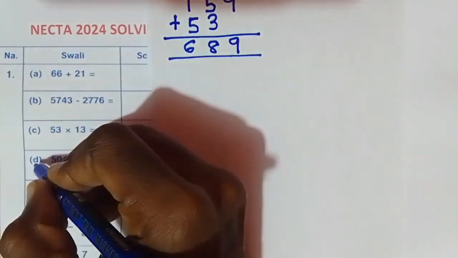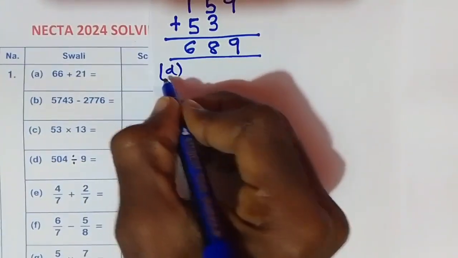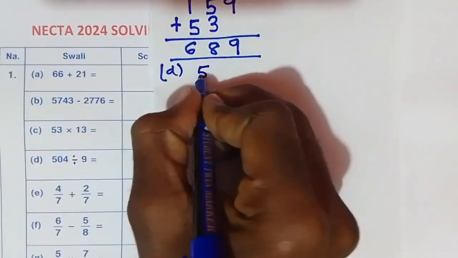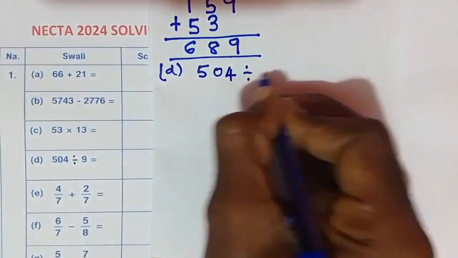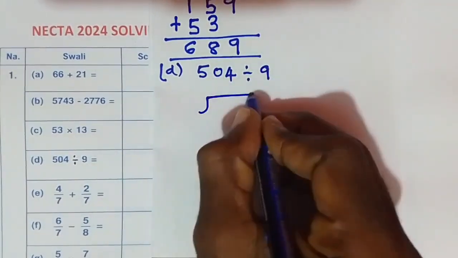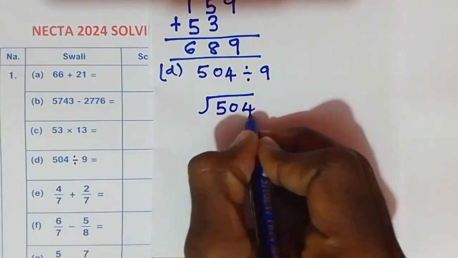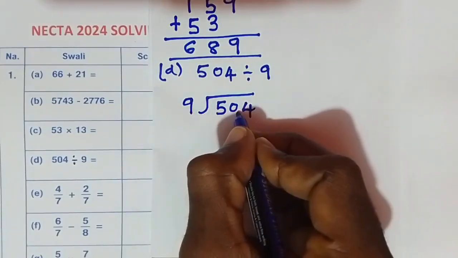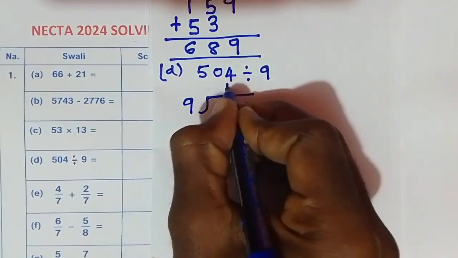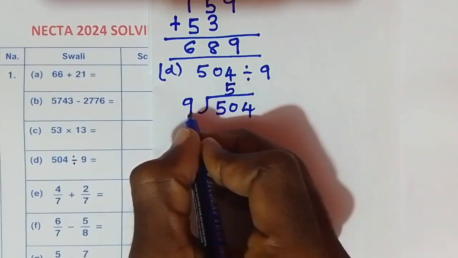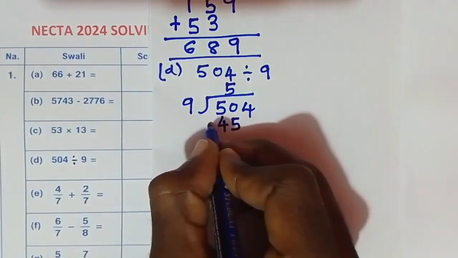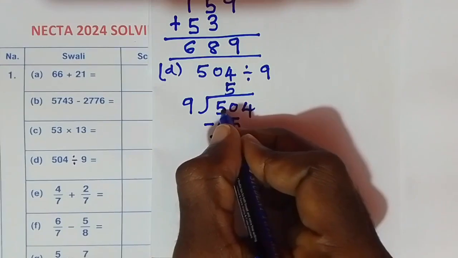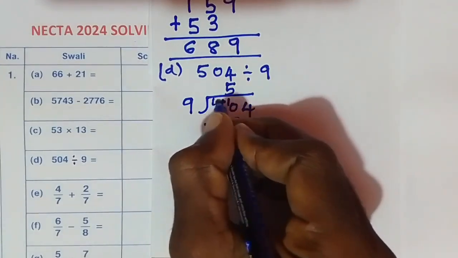Let us do D. We have 504 divided by 9. 5 divided by 9, it is impossible. We have 50 divided by 9, it goes by 5. 5 times 9, it is 45. We take away 0, take away 5, it is impossible. Borrow 1 from 5. We are going to have 10, remain 4.